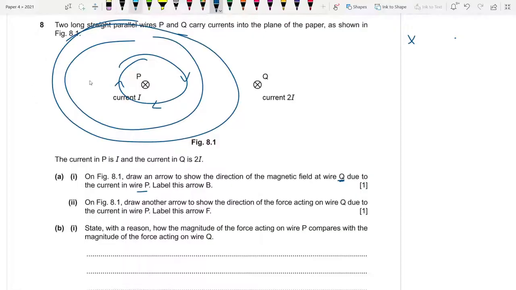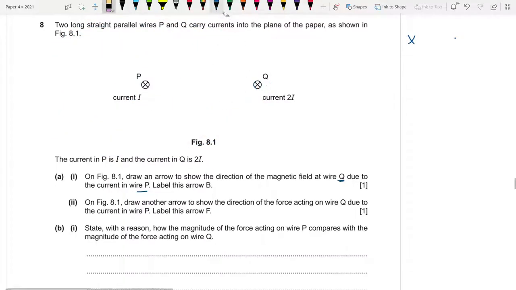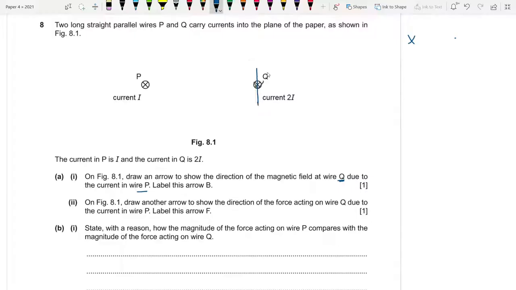So at Q, what will it be like? It will just go like this. Remember, we are giving priority to P now, and the field lines will be a circle, and it's clockwise, so it should go like this. Now we just have to show the one at Q, so it's going to be vertically downwards, and we label this as B. That's all. Arrow pointing vertically downwards at B.